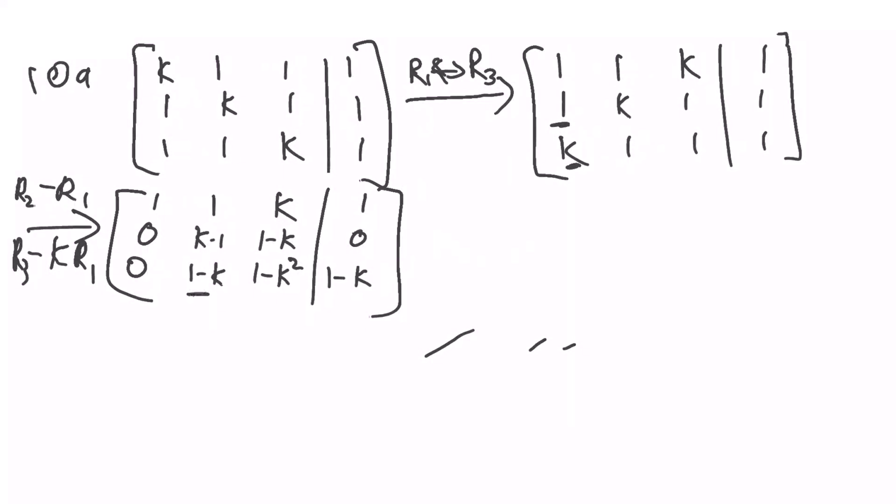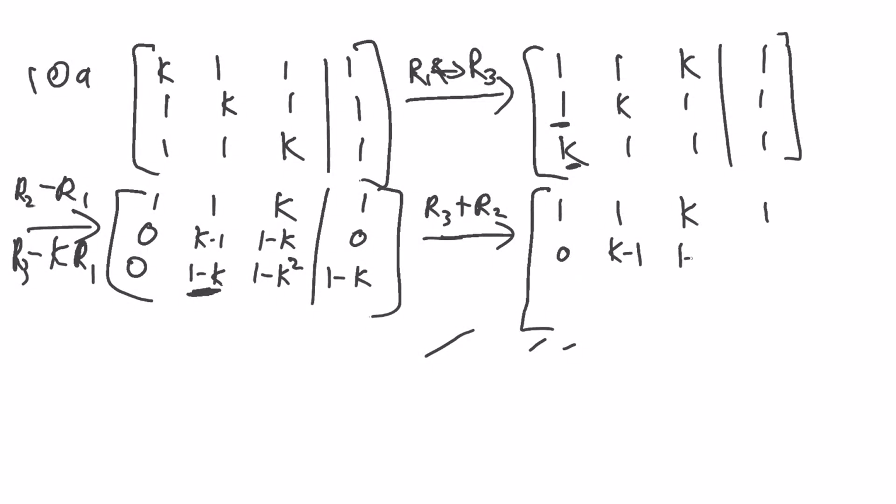Okay, next we want to make this entry here 0 in the third row, and all we need to do there is just add the second row to row 3. Okay, the first row and the second row don't change. Third row, this is 0, and then we get 2 minus k squared, and 1 minus k over here. Okay, apologies for this being a bit messy.